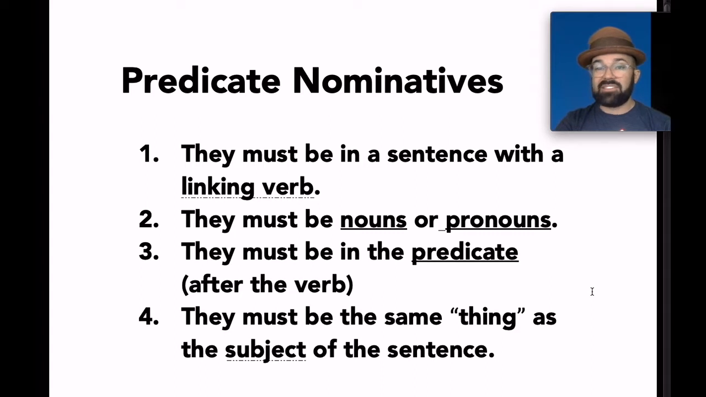And since the predicate is the verb and everything after the verb, they must be after the verb, the linking verb. And finally, they must be the same "thing" as the subject of the sentence. I put "thing" in quotation marks because sometimes it might be a person or an animal, something we might not consider a thing, but I couldn't think of a better word for it. Can you? Put it in the comments below.